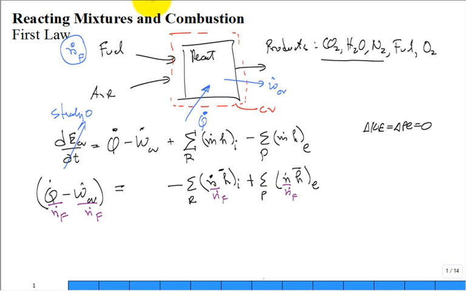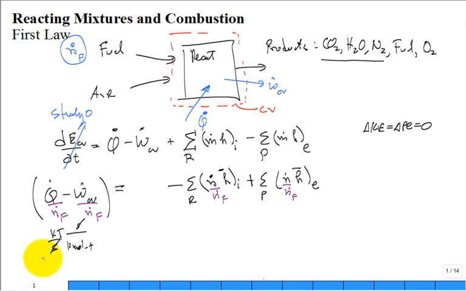So this is like a lowercase q that we've studied before, although we don't introduce a new symbol for it. Let's just say it's Q dot per n dot of fuel. So if you look at the units, it would be kilojoules per second divided by kilomole of the fuel per second, with the seconds canceled. So it's like how many kilojoules of heat transfer per kilomole of fuel. That's a very useful quantity.